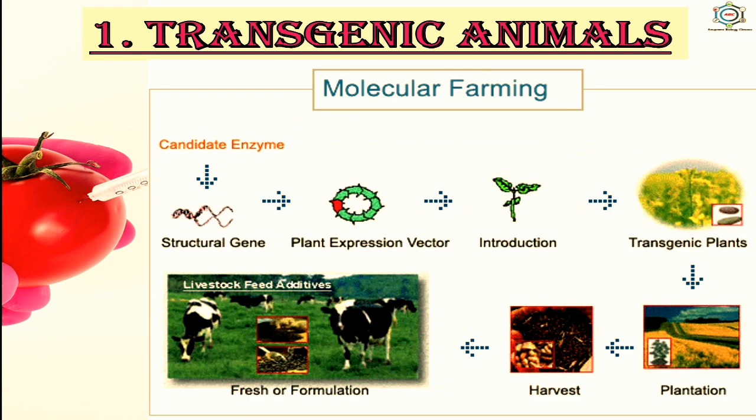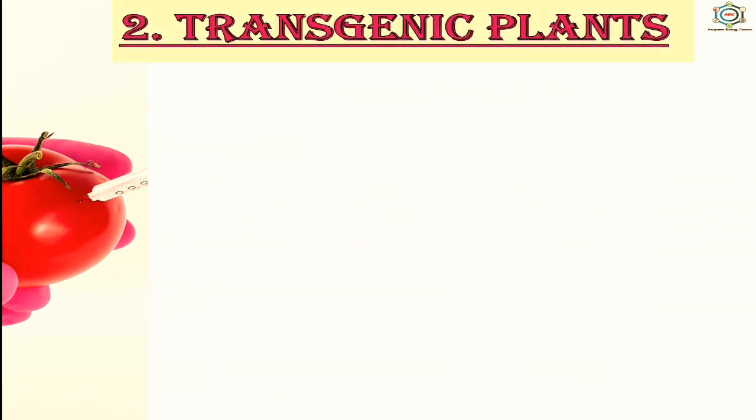Here you can see the process of molecular farming, that is candidate enzyme, that is the structural gene, then plant expression vectors, then introduction into the plant, then transgenic plants, then plantation, then harvest and formulation. So this is the way of molecular farming. Now, after this, transgenic plants.